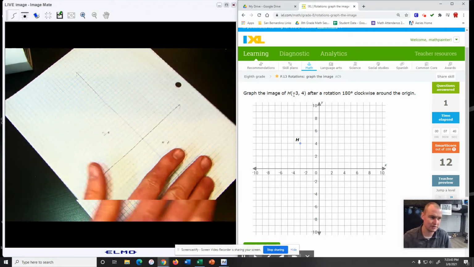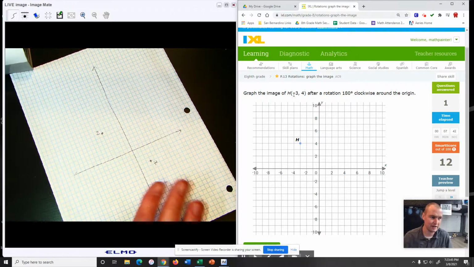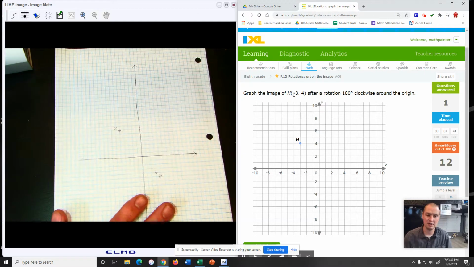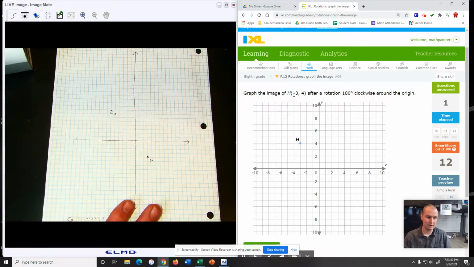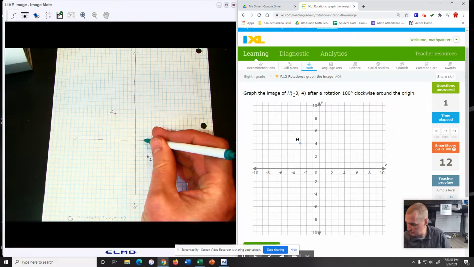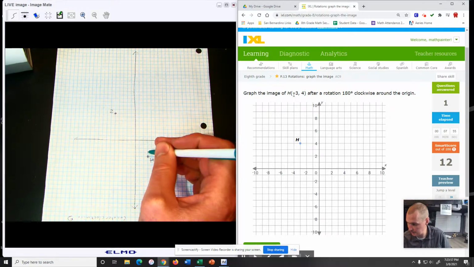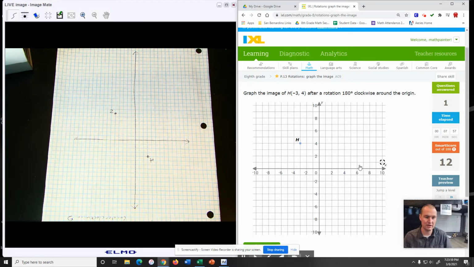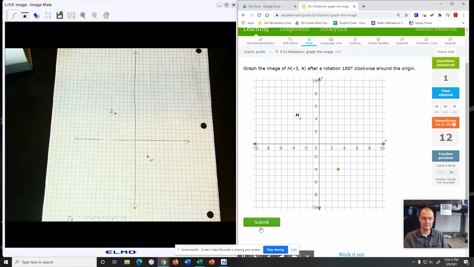Turn, turn, turn. And by the way, 180 degrees is upside down every time. And there it is. H is now at +1, +2, +3, and down -1, -2, -3, -4. So on my IXL, here we go. We're going to go +3, 1, 2, 3, and down -4, -1, -2, -3, and -4. And that's H turned 180 degrees.